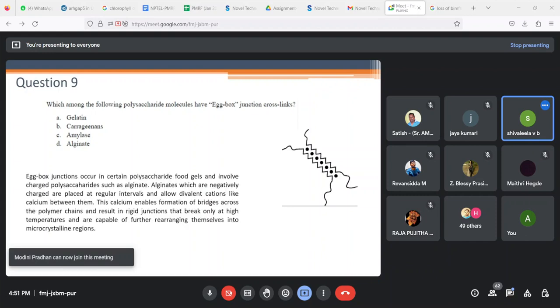Since these bridges involve charged interactions, they are very, very stable and are melted or broken only at very high temperatures. So these gels that are formed are very strong, and generally charged residues are what is involved in an egg box junction. Is this clear?